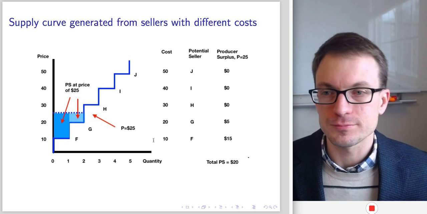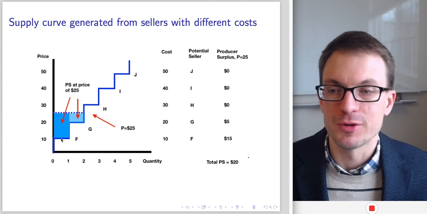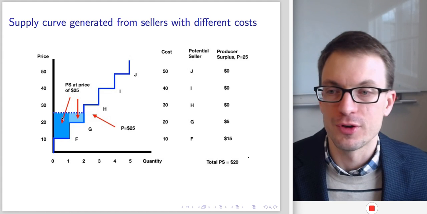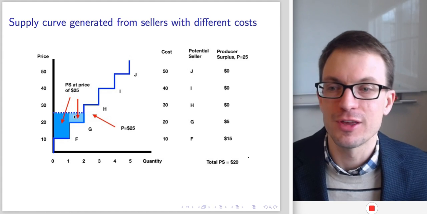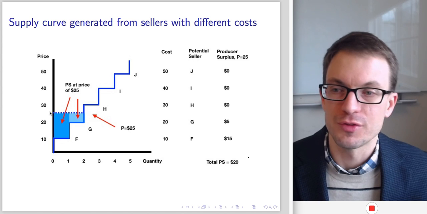Okay. So graphically, producer surplus is the area below the market price and above the supply curve. So here's the surplus from seller F. Here's the surplus from seller G. Total producer surplus, $20. And here's our price of $25.